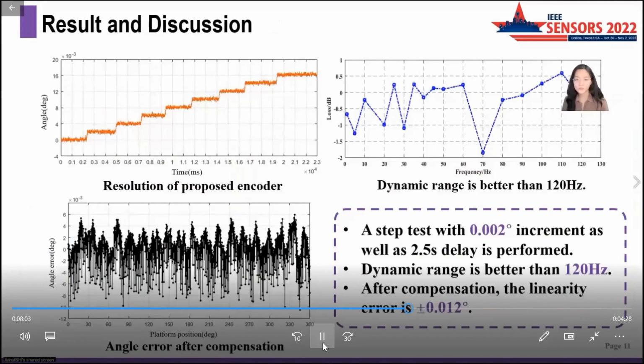To determine the resolution characteristic of the encoder, a step test with 0.02 of a degree increment as well as 2.5 seconds time delay is performed. The corresponding output is shown in the first figure, suggesting that the resolution of the proposed encoder is considered better than 0.02 of a degree.